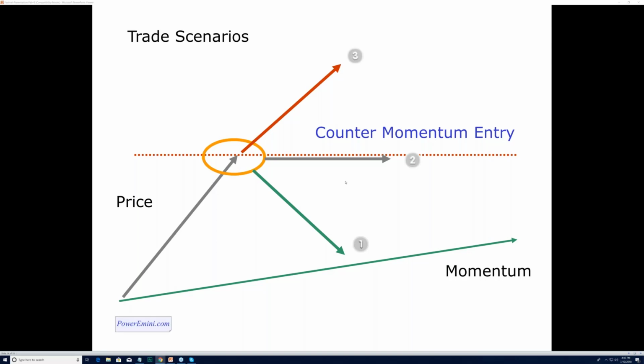And here's your counter momentum entry. This is where you're trying to maybe short against a big rapid surge in the market. Well, guess what? You could be right as rain. Here's the resistance, and price runs up to that exact level, and then basically it's going to revert back to your main momentum, back to support here, and you can play this short, right? So you can have a winner.